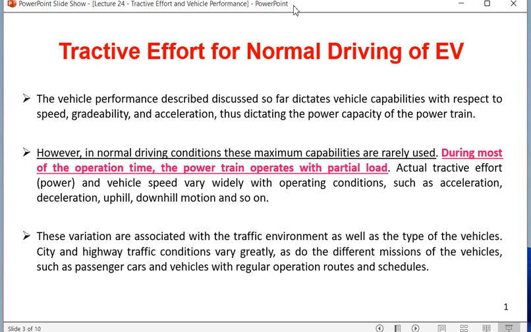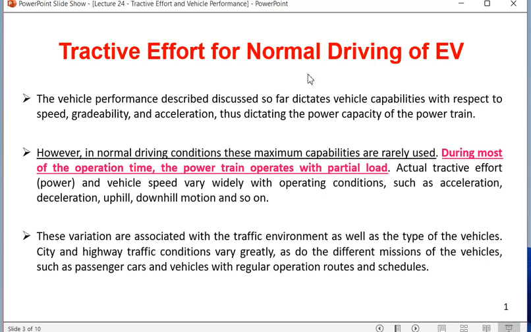First, let us find out what is meant by tractive effort and what is meant by normal driving of EV. We know that there are mainly 3 characteristics for EV. Whenever I say EV characteristics, we actually point to maximum speed, gradability and acceleration. That means how the speed is varying, what is the maximum speed, how to accelerate the vehicle, and how the EV will act when it is climbing a hill. So what is the maximum degree or inclination that it can climb.